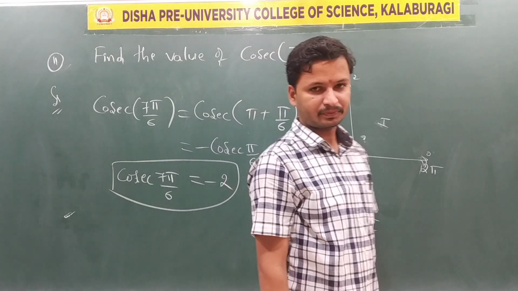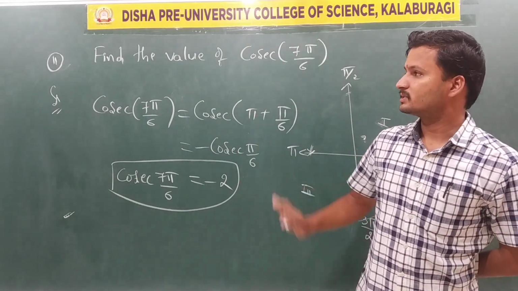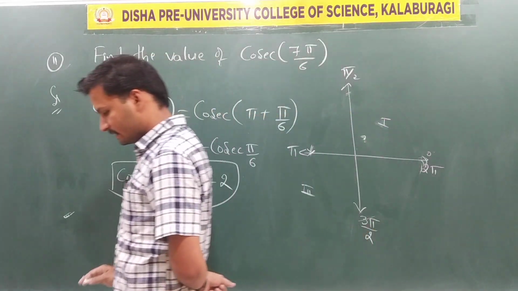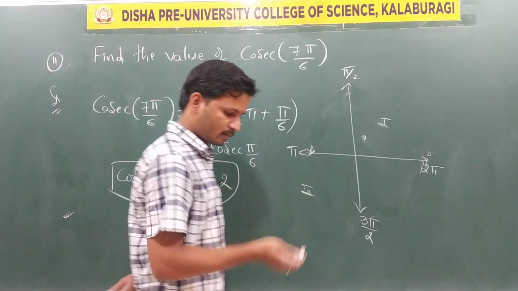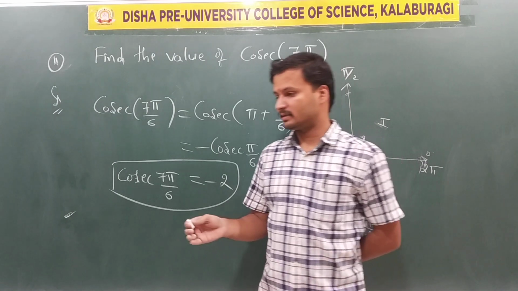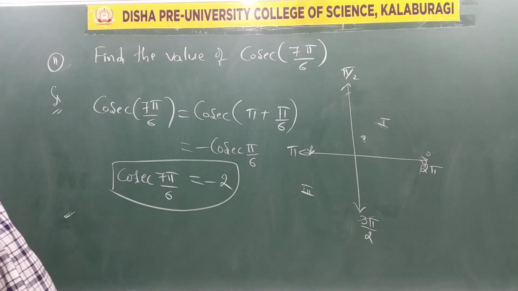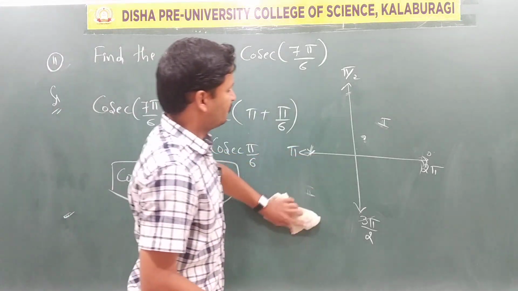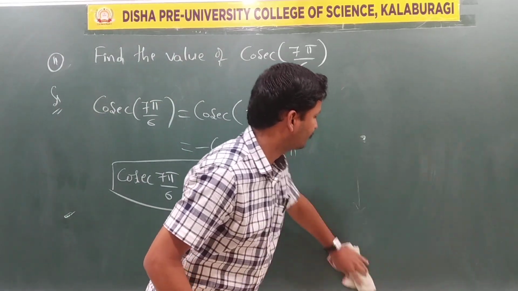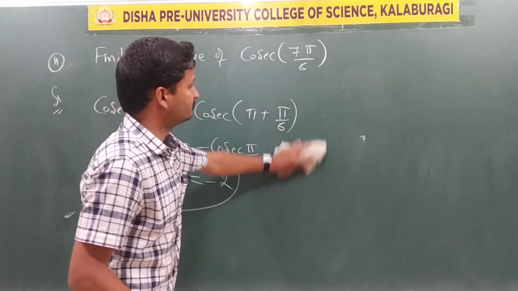minus 2. Okay? So this is all about how to evaluate the values of trigonometric functions when angles are given in radians. So let us take some more problems based on these allied angles only, when angles are given in radians. Okay.